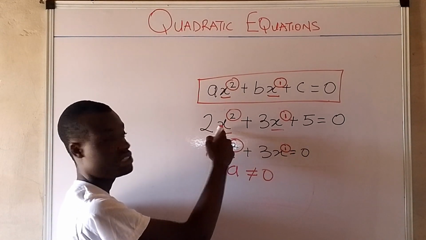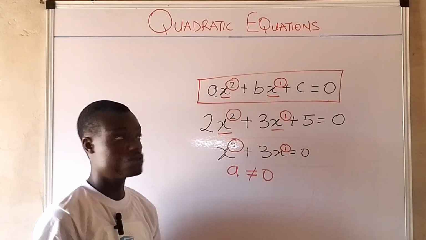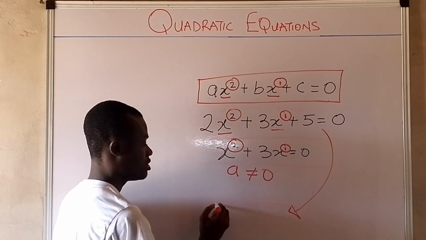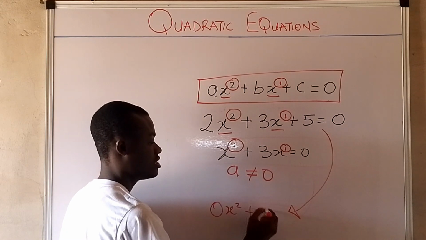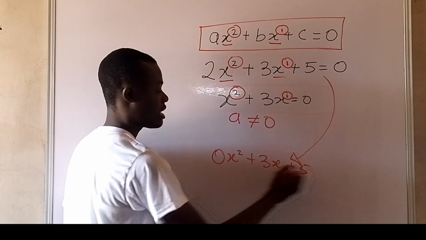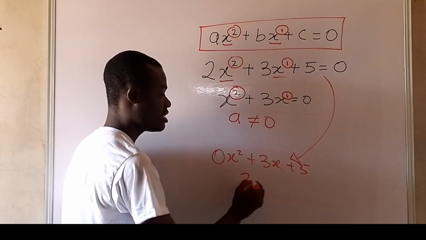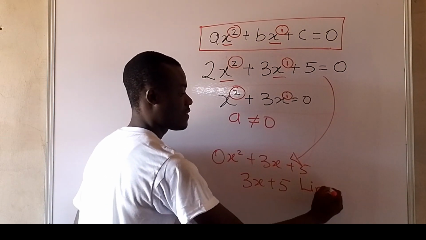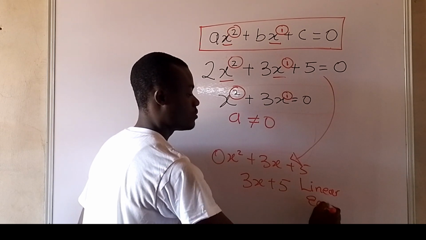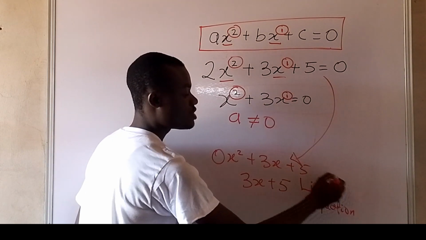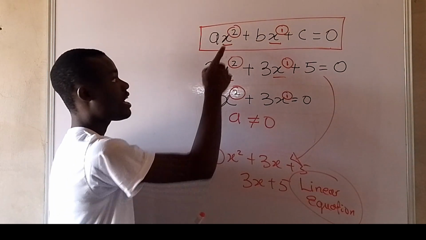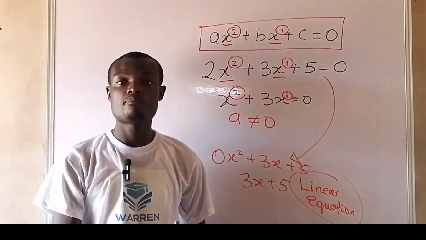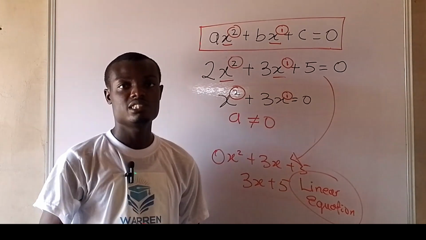0 times x squared is 0. In mathematics, anything times 0 is also 0. So 0 times x squared is 0. So this entire equation becomes 0x squared plus 3x plus 5. And 0 times anything is 0. So it becomes 3x plus 5. So it automatically makes this equation become a linear equation. So in a quadratic equation, the coefficient of x squared must not be equal to 0, because it will shift that equation from being a quadratic equation to a different equation.